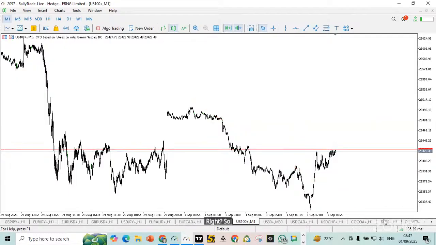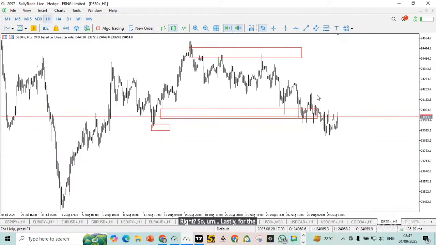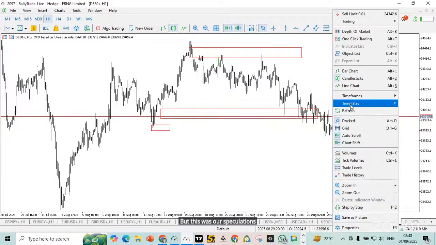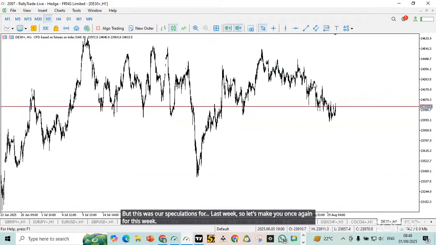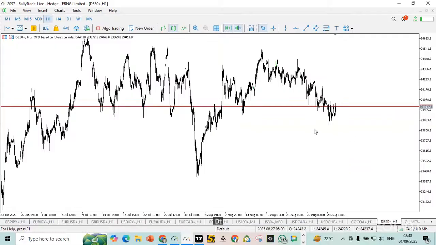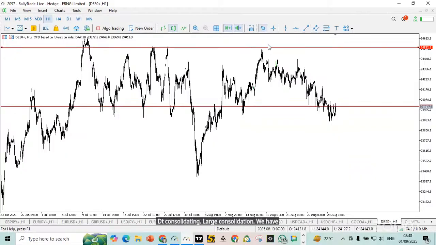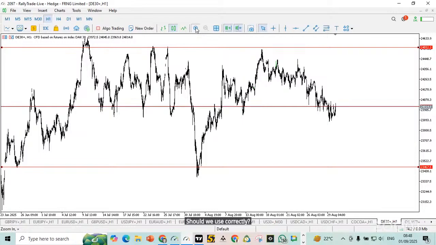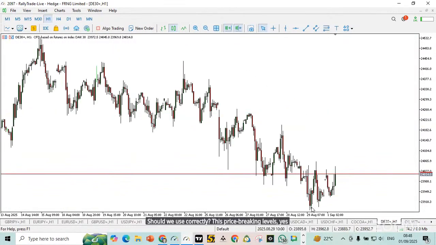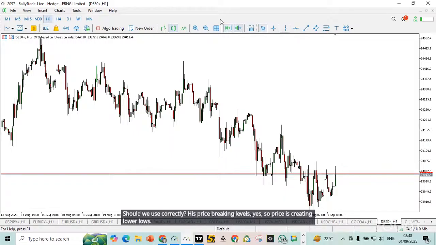So, lastly, for the indices, I'm going to touch on the DE30. But these were our speculations for last week, so let's make new ones again for this week. DE30 is consolidating, a large, wide consolidation. This is the top here, and this is the bottom here. But what trend are we in currently? Is price breaking levels? Yes. So price is creating lower lows and lower highs.